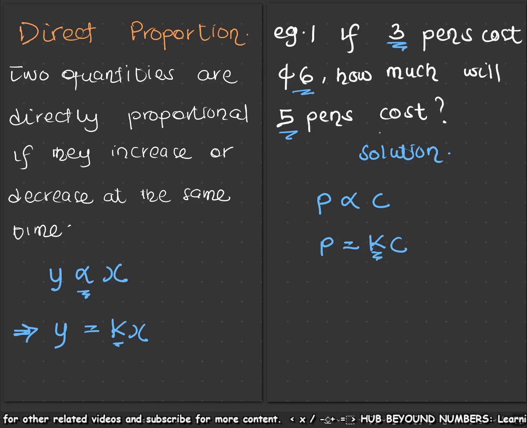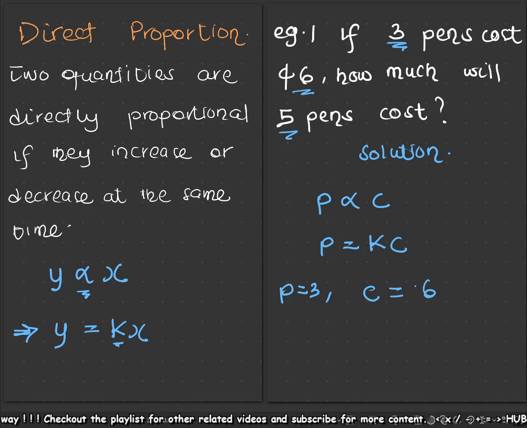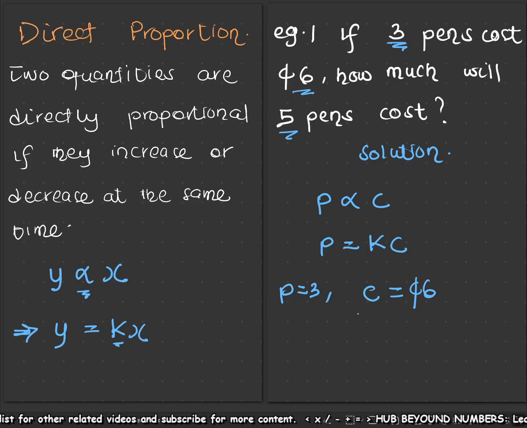With that said, we come back to our question and pick out our parameters. Using our first parameter, there were 3 pens, so P is equal to 3, and the cost was 6 cedis, so C is equal to 6. Hence, we now do our substitution. You would want to substitute these values. Why do we want to do that? We want to look for the value of K.